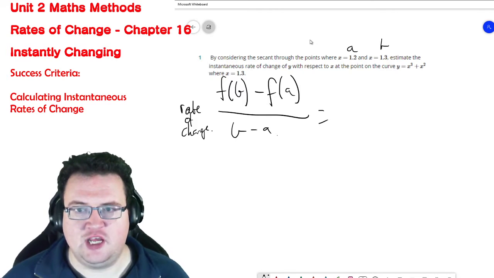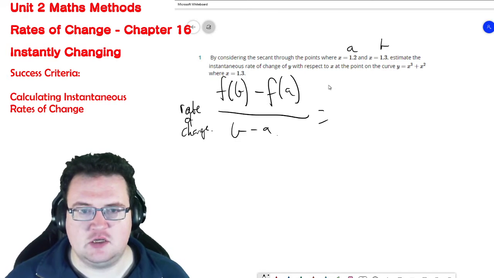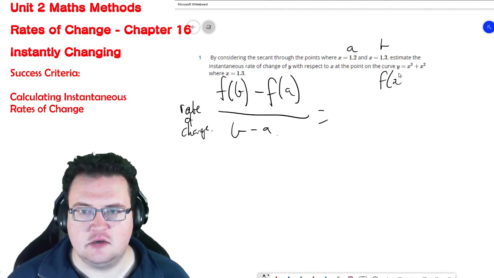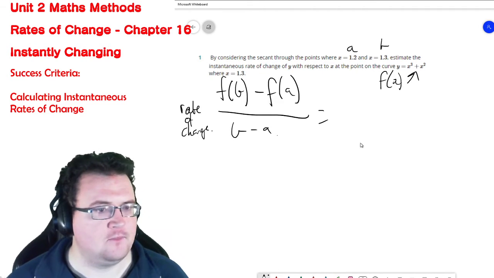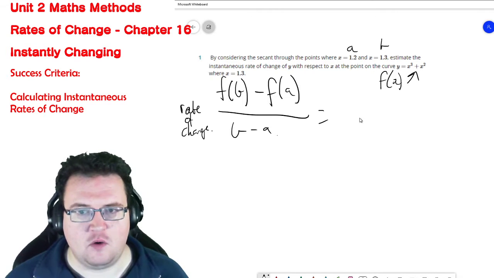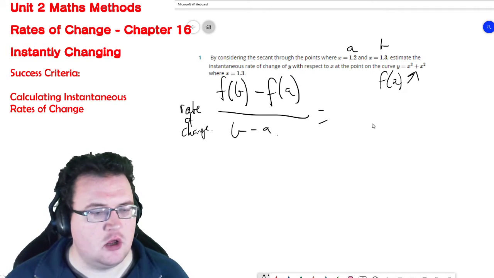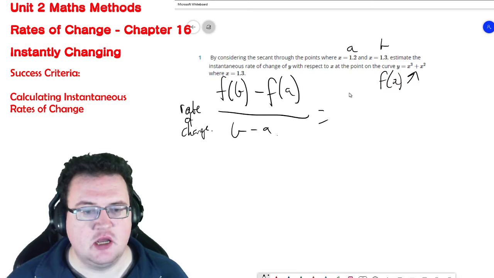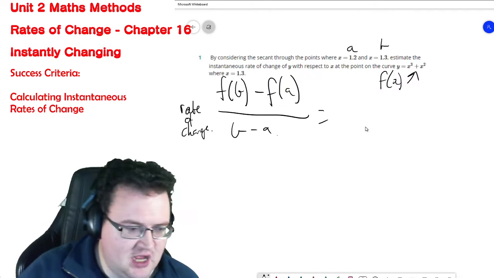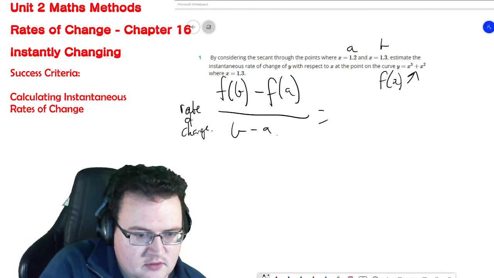And we are looking at f of 1.3. Remember, f of x is that there. So we need to find out what f of 1.3 is, what f of 1.2 is, and then go from there. So let's bring up our Mr. Kaz.